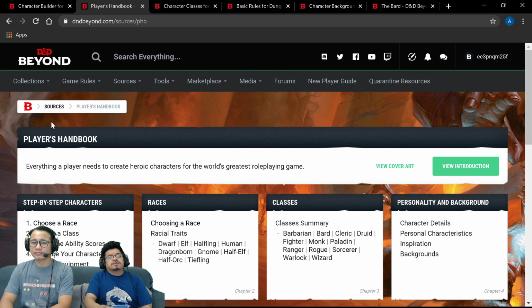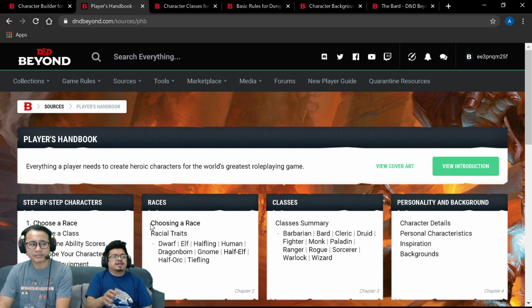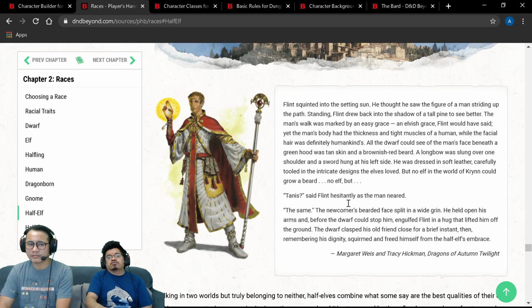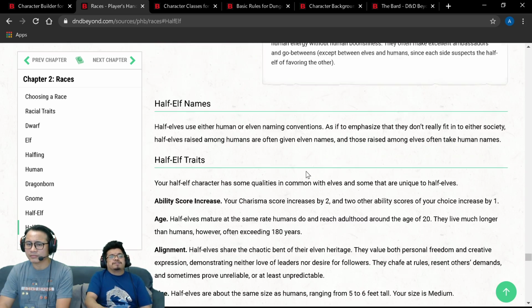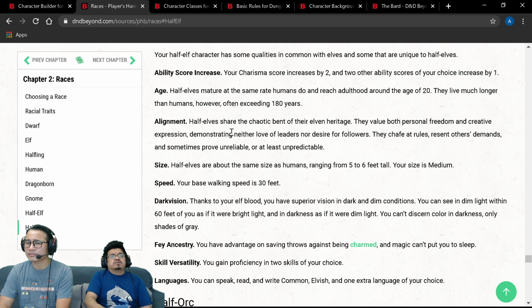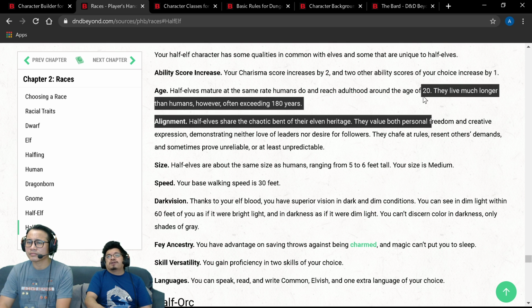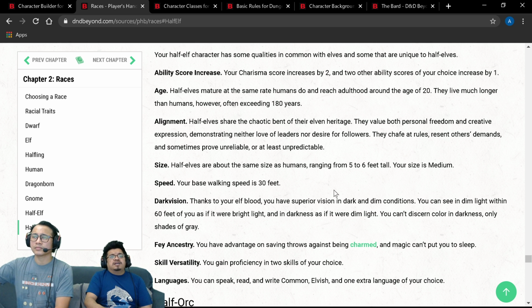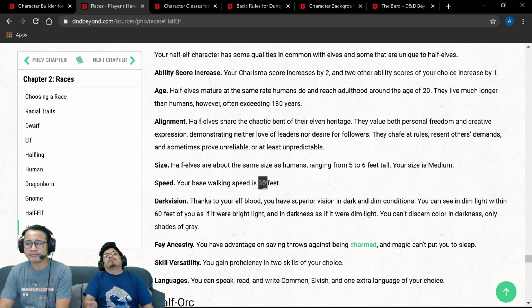under sources, I bought the Player's Handbook. It's about $30 on D&D Beyond. You could go to Roll20 if you want. But the nice thing is they have all the racial descriptors right here under traits. So it tells you, oh yeah, they become adult at 20 and they get old at 180. And how tall they are, and the most important thing is speed. Like, how far can you move in the world? So they're basically humans.